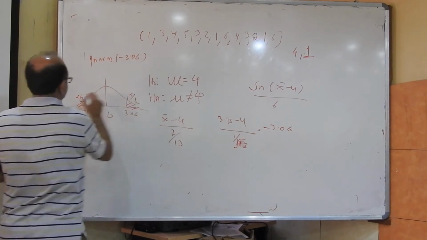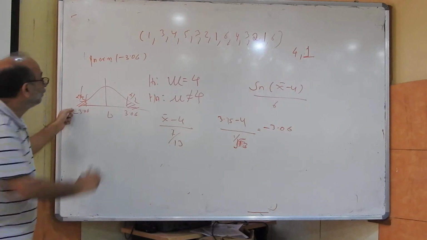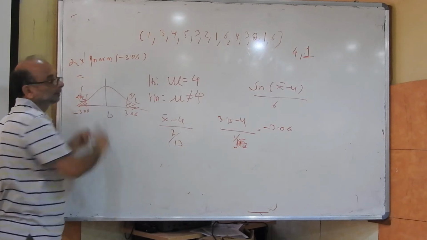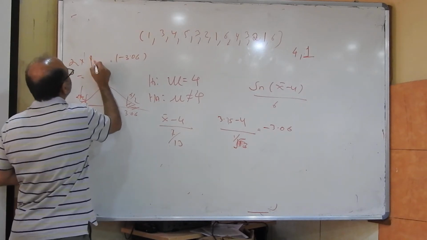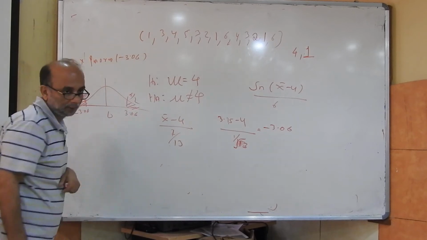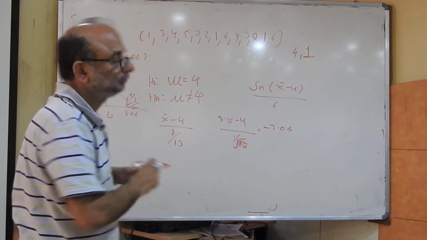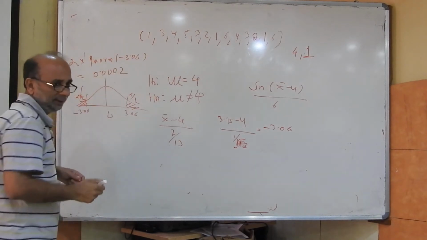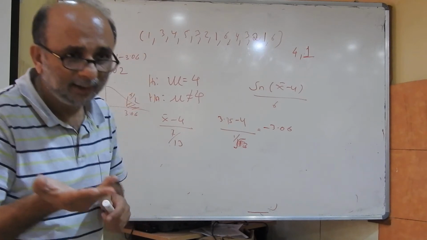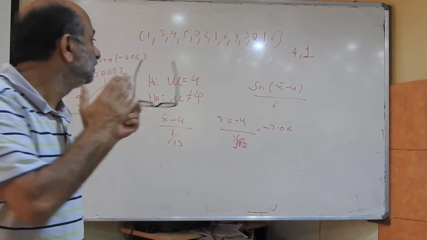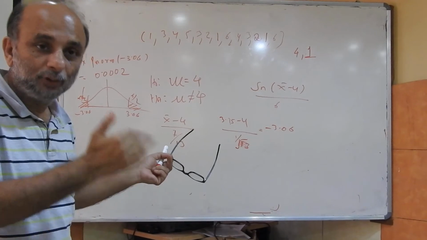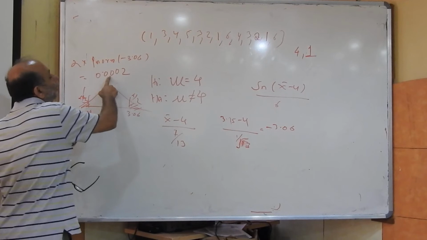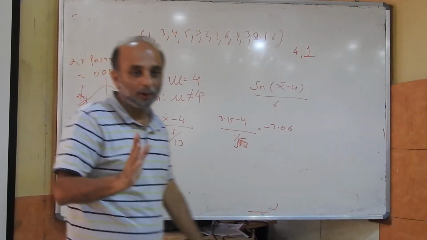Minus 3.06, it is this area. But I want this area as well, so 2 into this. So that is 0.0002. So if I say that these samples have not come from this population, there is a 0.002% chance of going wrong.